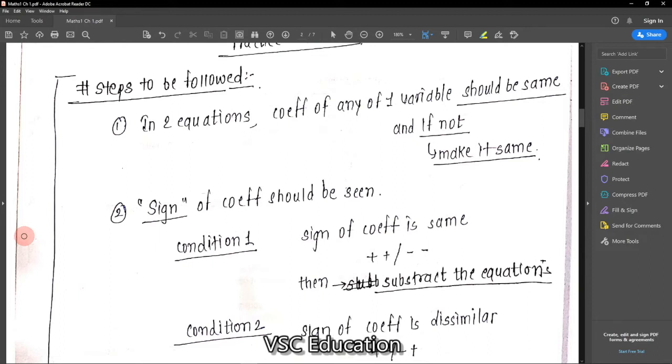Okay, and the coefficients of any one variable should be the same, and if not, we make them the same.